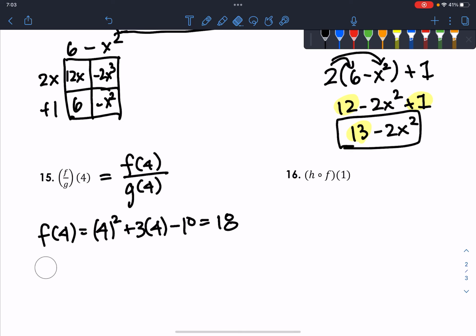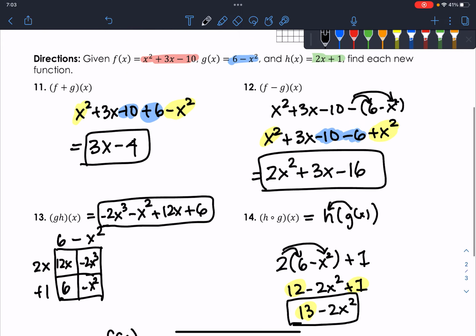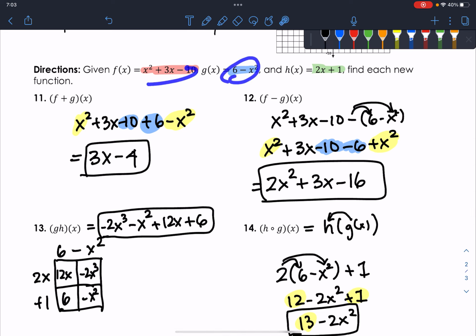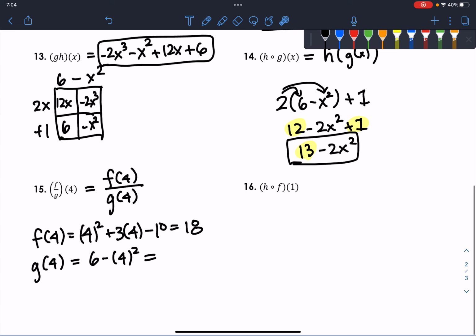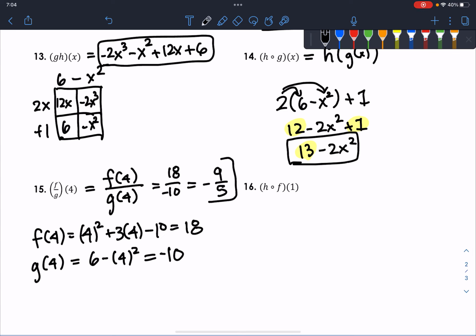I plug in also into g my value of 4, which is 6 minus 4 to the second power. Again, that's just using what I know about the same two functions, f and g, and just plugging in 4 into the x's for f, and plugging in the 4 into that one x right there. We're going to have now negative 10. And what I want to do is now simply divide those two. So dividing 18 by negative 10 is going to reduce to negative 9 over 5. And there's your answer.